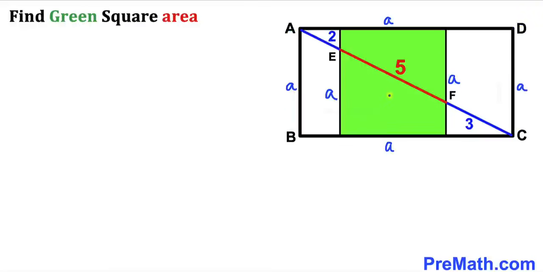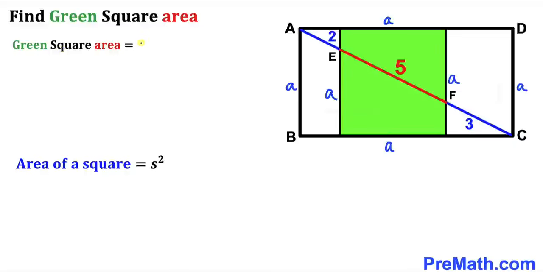Since we are interested in calculating the area of this green shaded square, let's recall the area of a square formula: area equals s squared, where s represents the side length of the square. Therefore, this green square's area is a squared, since its side length is a. Our task is to find the value of a squared.